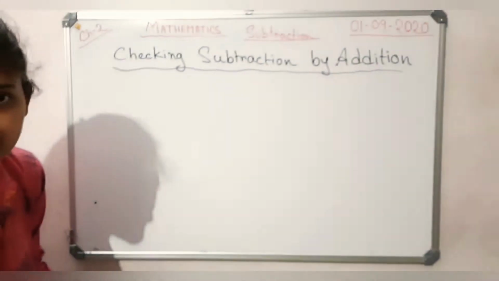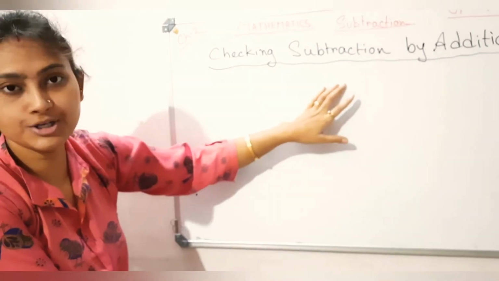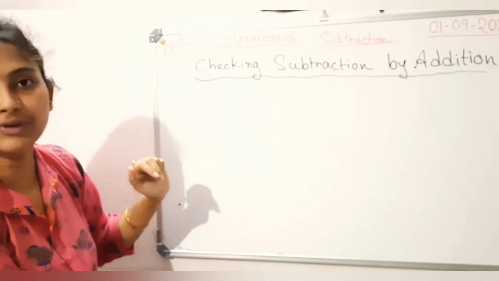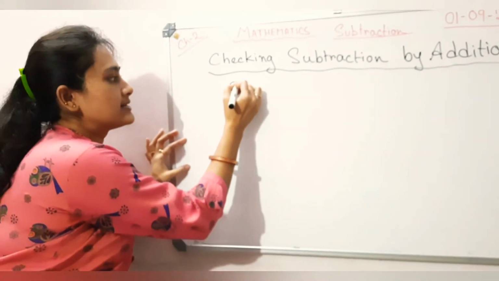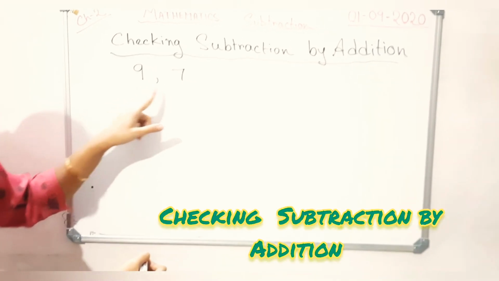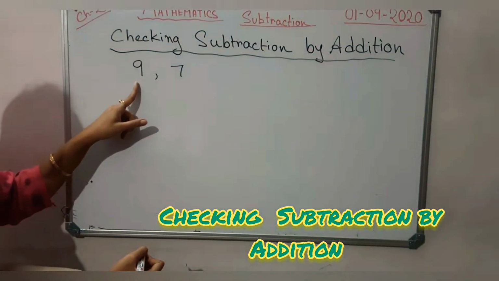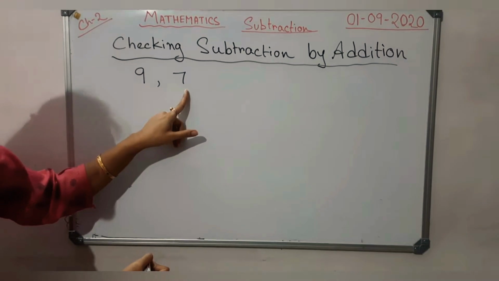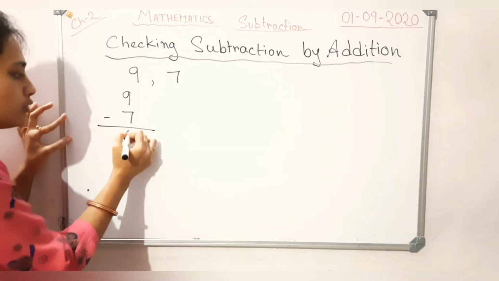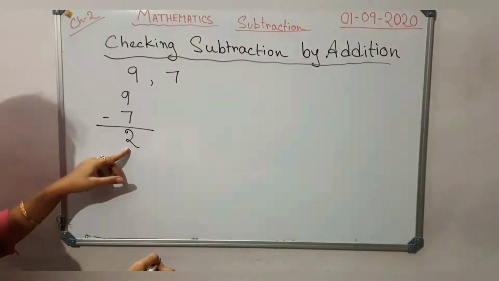Students, today we will discuss checking subtraction by addition. Here we are taking two simple numbers. Suppose one is 9 and one is 7. 9 is the greater number and 7 is the smaller number. 9 is our minuend and 7 is our subtrahend. So from 9 you subtract 7, and 2 is coming. So 2 is our difference.